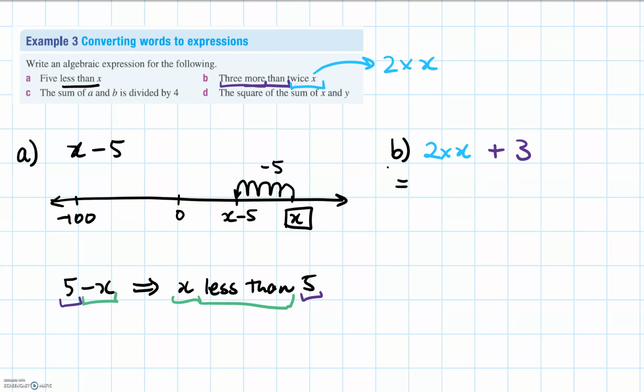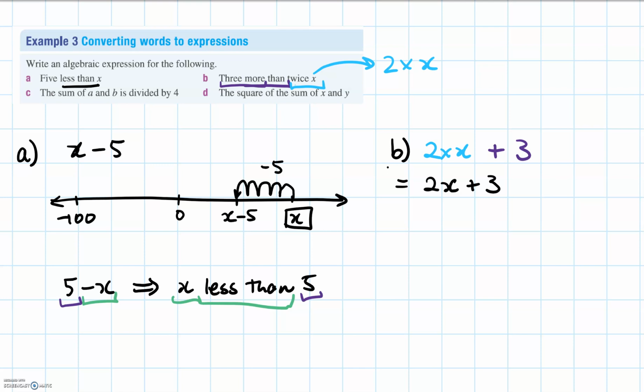Now, as I said before, mathematicians are really lazy. We want to shorthand this as easily as we can. So, to shorthand this, we're not going to write the times sign. We're going to just write this as 2x plus 3. For the second one, 3 more than twice x is just going to be 2x plus 3.